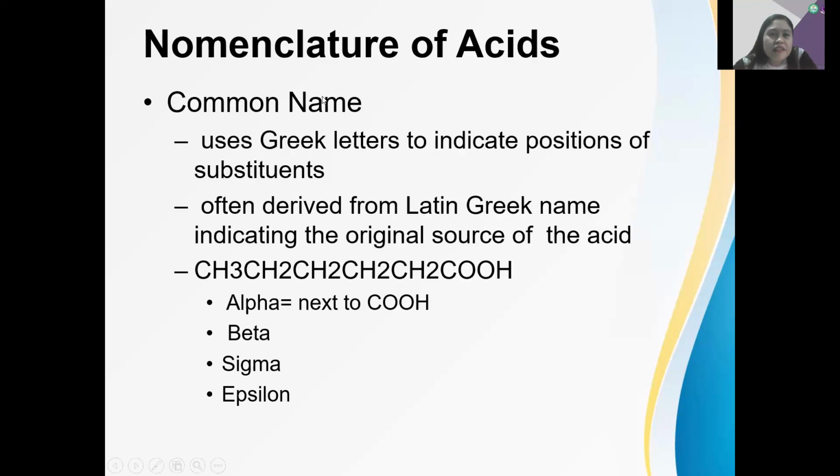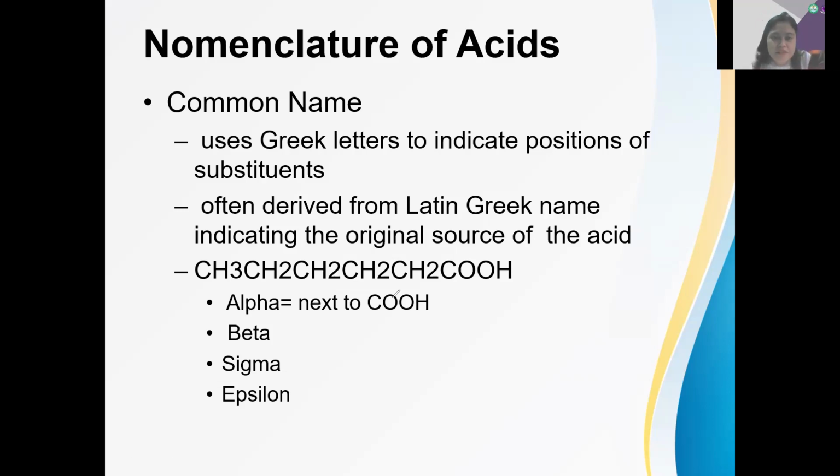Okay. Sige. So, we have nomenclature. So how do we name our carboxylic acids? We have common names and we also have IUPAC names, syempre. For the common names, this uses Greek letters to indicate positions of our substituents. So anong ibig sabihin yung mga Greek letters na yan?